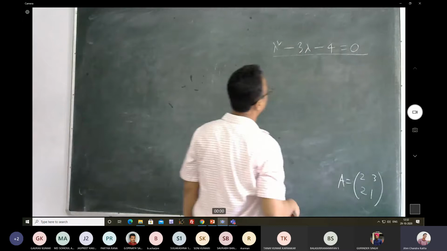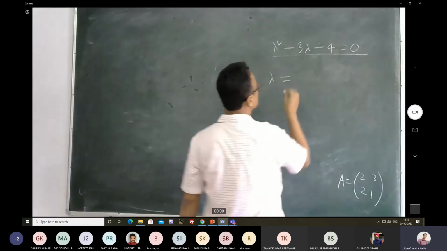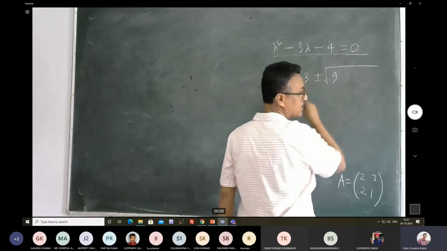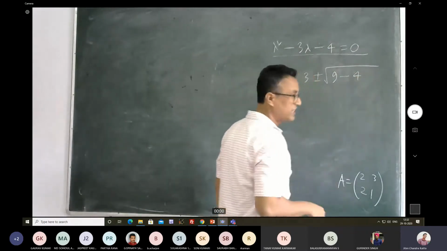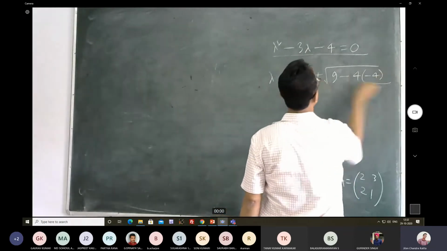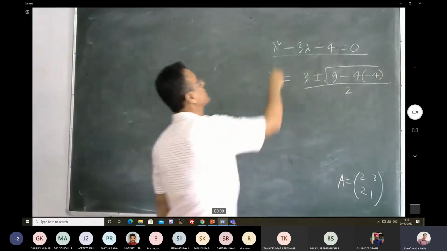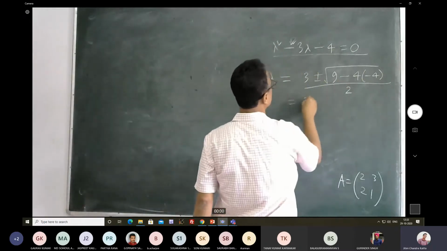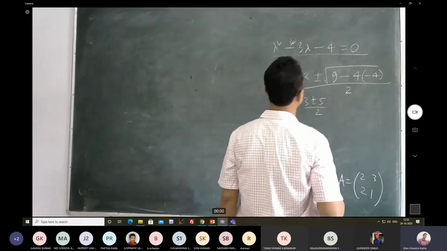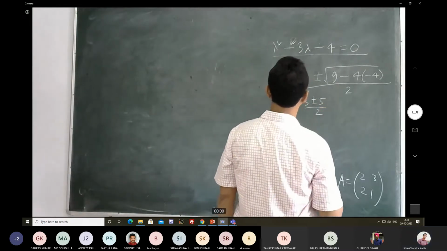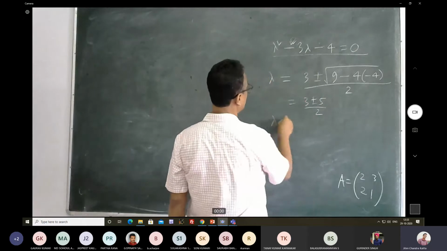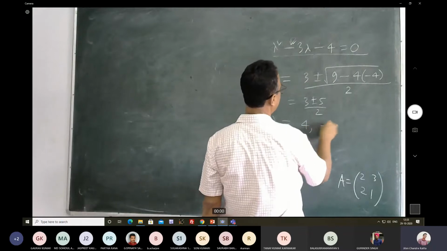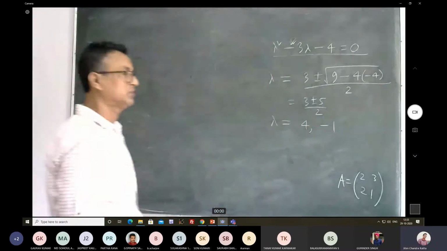Or I don't even have to do that. So this is simply tau, which is 3, plus minus the square root of tau square, that is 9, minus 4 into delta, 4 into minus 4, divided by 2. That's it. So this is 16 plus 9, 25. So 3 plus minus 5 by 2. So you are going to get lambda equal to 4 and minus 1. Is it okay?